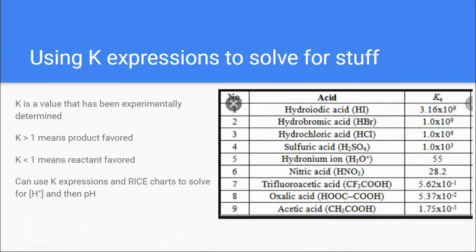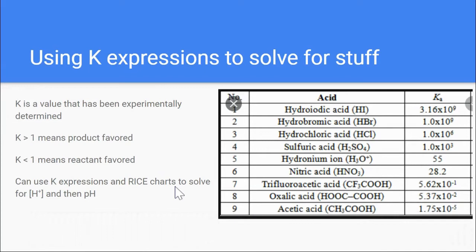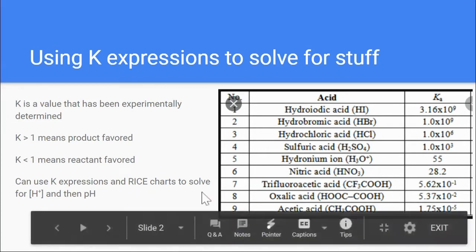That last bullet says we can use those K expressions and these K values that I can look up in a table, along with something called a RICE chart, to solve for some things, because we can actually find practical data from this. Although there are other variables we can solve for, we are going to focus on solving for the H plus concentration. Remember, brackets around anything just means the concentration of that thing. And if we know the H plus concentration, we can go back a couple weeks and use that to solve for pH.